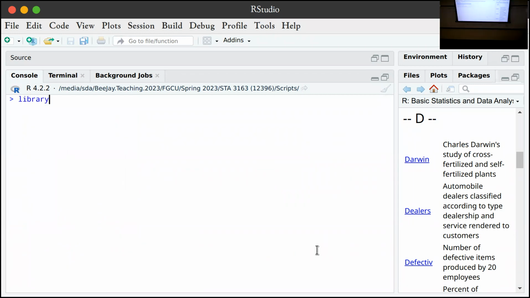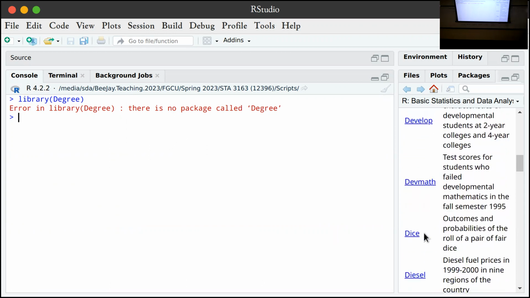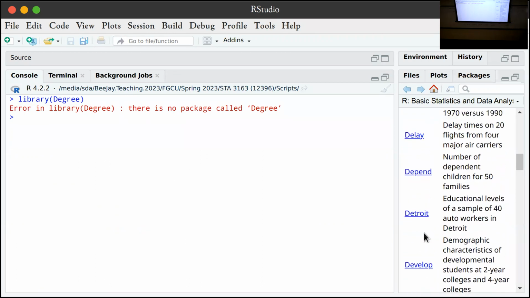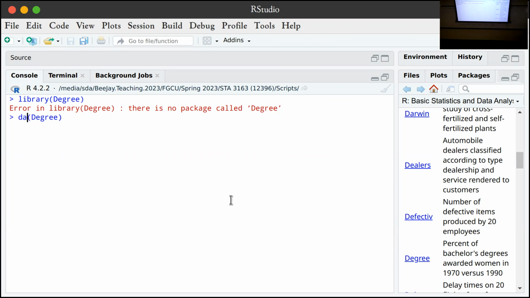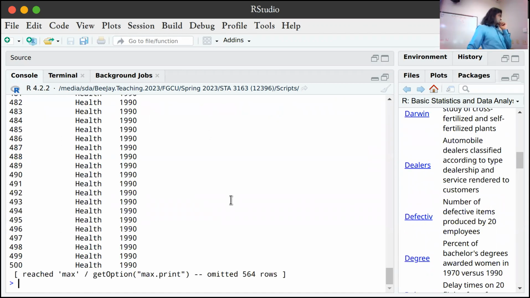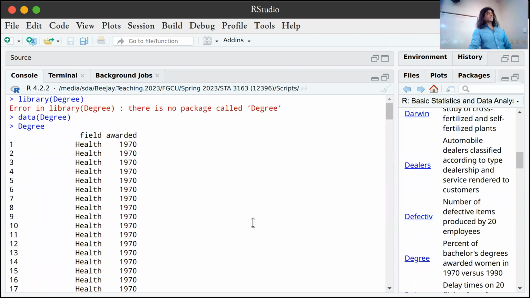Next, let's try degree. I got into the wrong one. No case. They're so annoying. Let's see. Hopefully this one has some quantitative numbers. Is that going to work? No, oh no, we're going to have to do this.